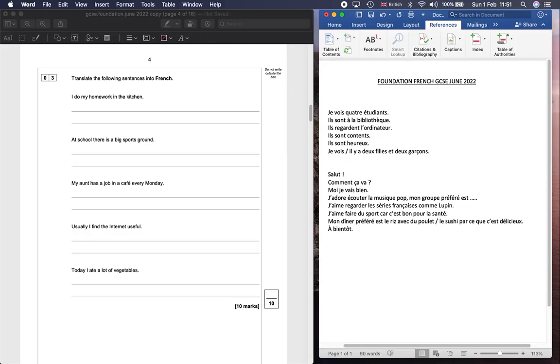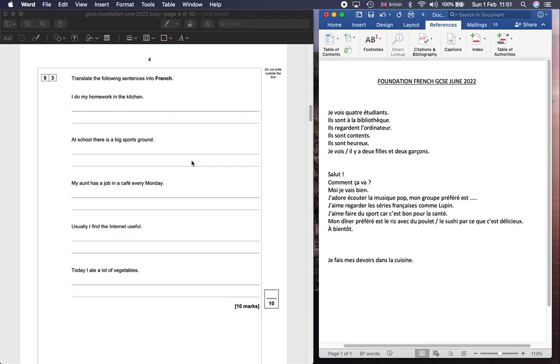And so let's have a look at the first sentence. It says, I do my homework in the kitchen. So, I do my homework in the kitchen, c'est je fais mes devoirs dans la cuisine. Je fais mes devoirs dans la cuisine. Kitchen, c'est la cuisine. Homework, c'est devoir. And I do, je fais.